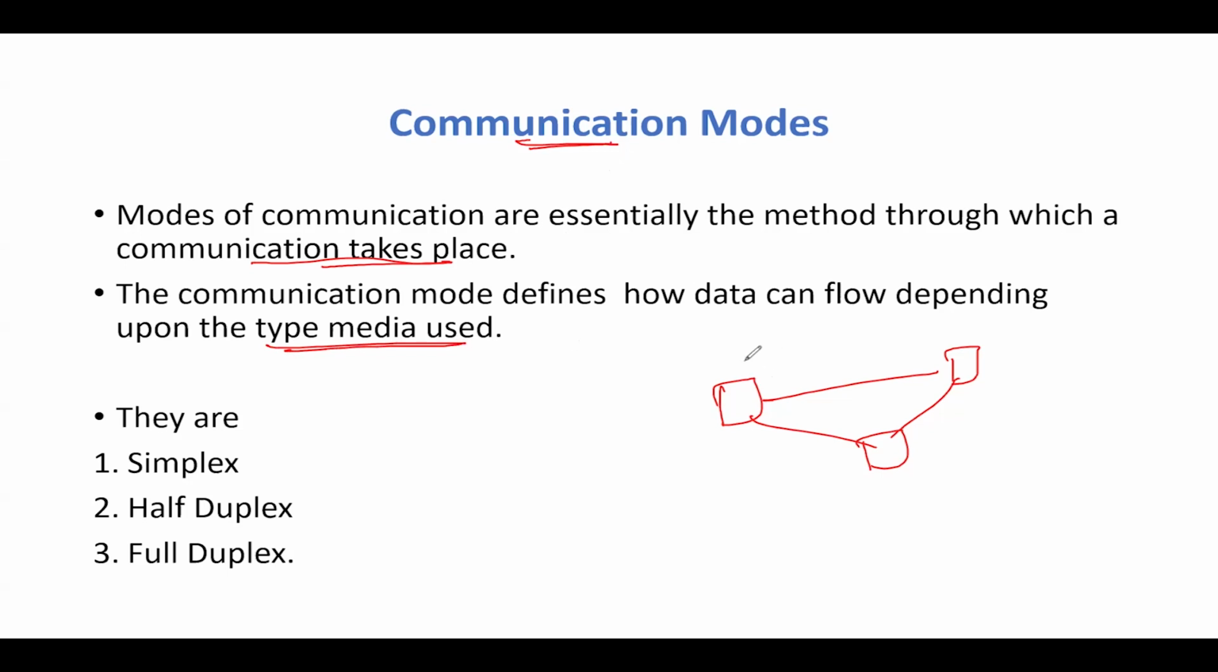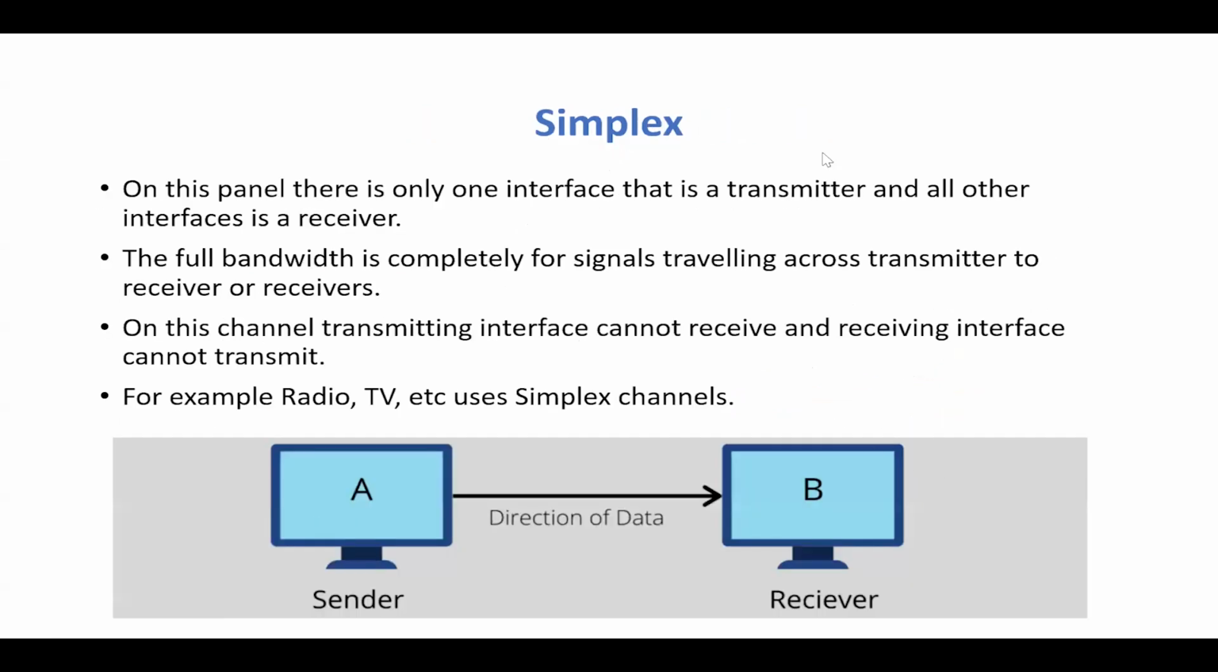So data has to flow within a network from one source to the destination, or between the nodes, between the networks. This totally depends upon the types of media used. So there are simplex mode, half duplex mode, and full duplex mode. Let us briefly see each one of them. What is the meaning of them? Okay, so the very first one is simplex mode.